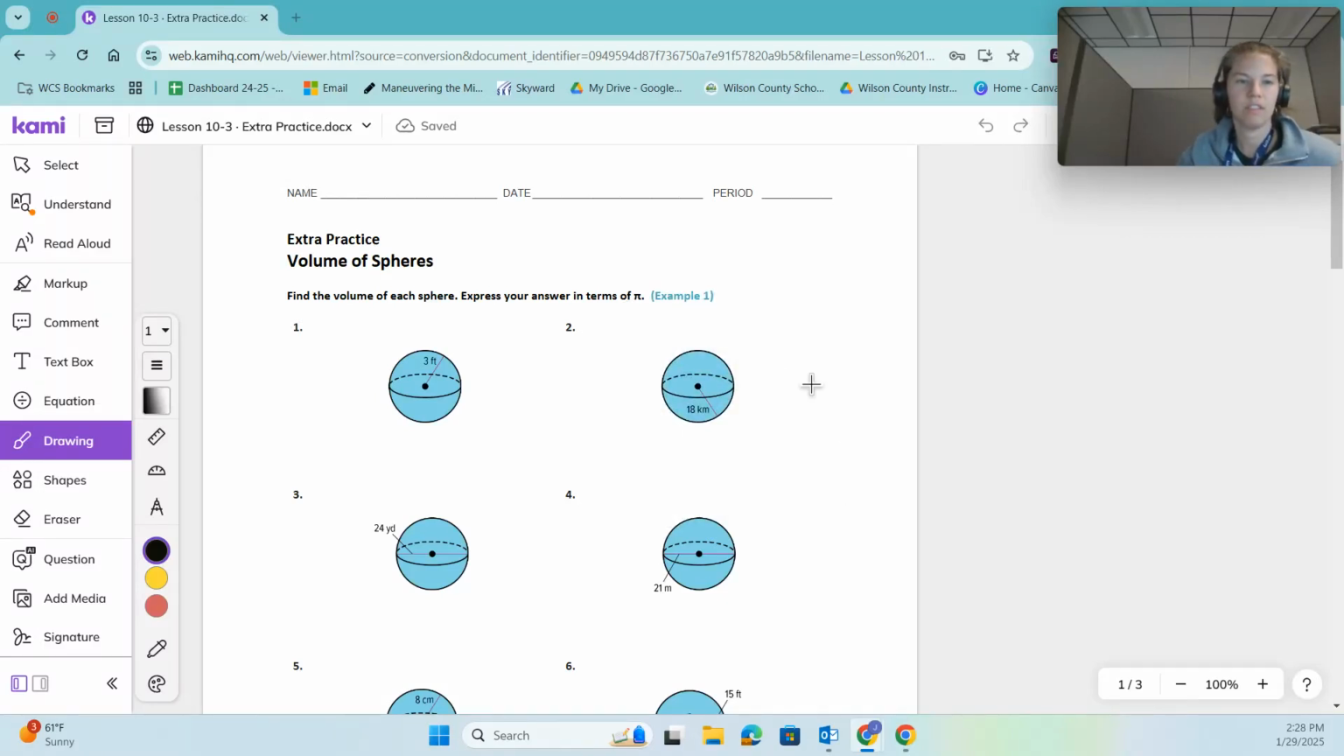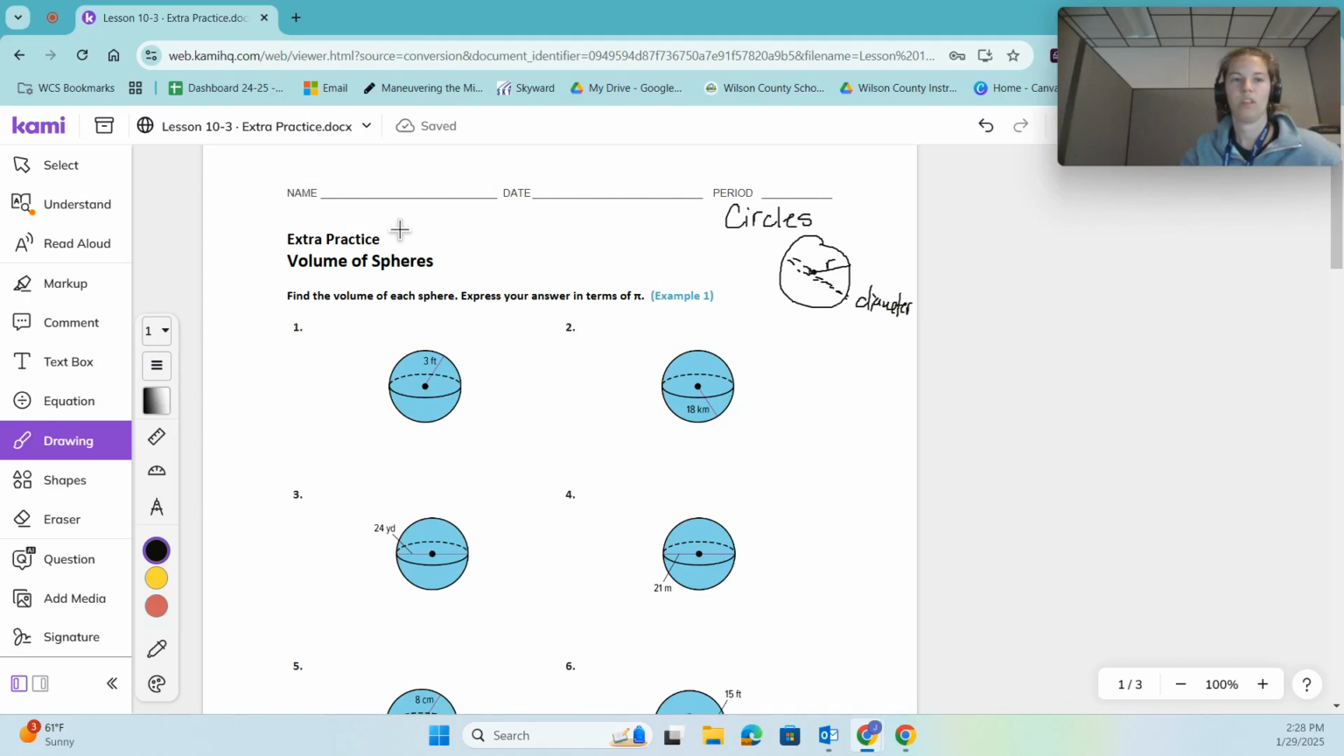Today we are learning about volume of spheres. Just some quick reminders: circles are still involved here with our volume of spheres. In our circle, the radius is the distance from the center to the edge, and the diameter goes directly across the center of the circle from each side.